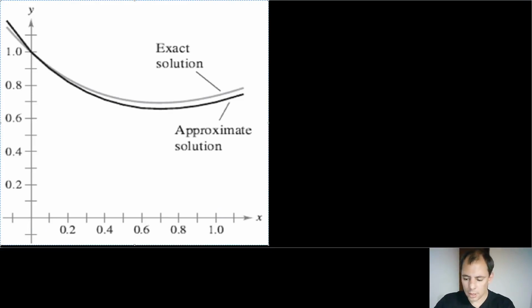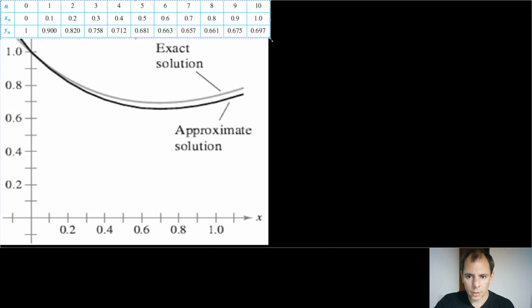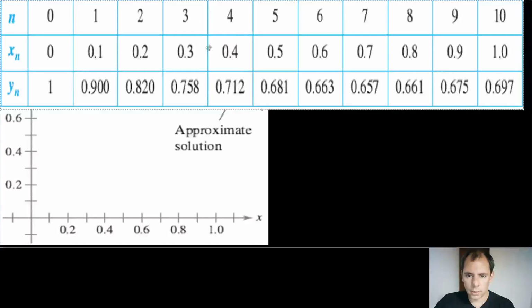And let me see if I'm going to be done with this video. Yeah, there's something else that I want to show. It's just a table, right? This is a table of the values using this thing, okay? So the first x and y are 0 and 1, the second one is 0.1, 0.9, the third one is 0.2, 0.82, right? And here's the end.